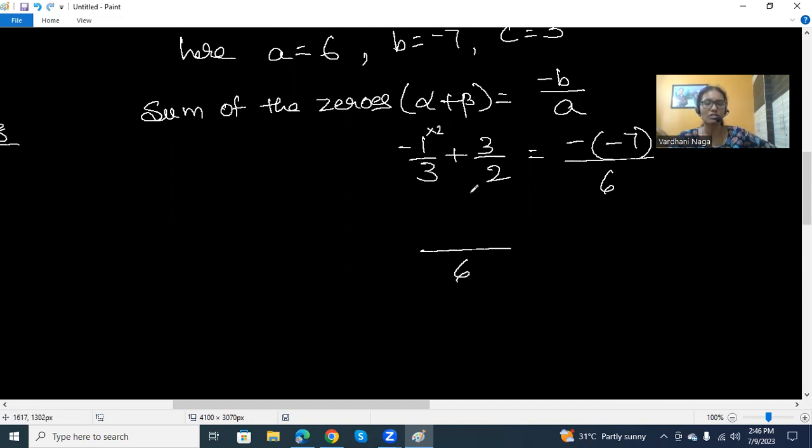So multiply this fraction with 2. 2 divides 6 3 times, so multiply this fraction's numerator with 3. So -1 into 2 is -2, plus 3 3s are 9. Then that is equal to minus into minus, plus 7 by 6. 9 minus 2 gives 7 by 6, which is the same as the 7 by 6 on the RHS.